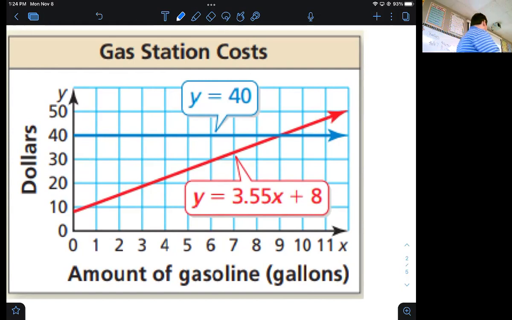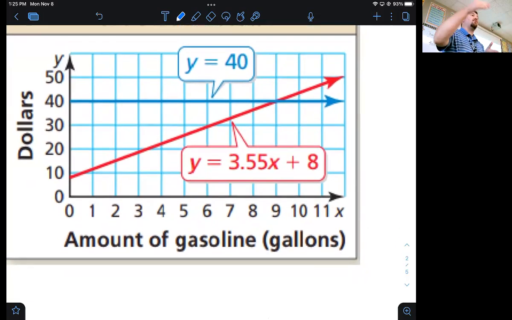And then it increases at 3.55, which represents what? Brady? Not the amount of gallons. x is the amount of gallons. What's it represent, Dawson? How much a gallon is. Sounds about right, doesn't it? 3.55 is about what you'll pay for gas. I think it's 3.45 is what I saw this morning. So 3.55 per gallon plus 8 for the car wash.